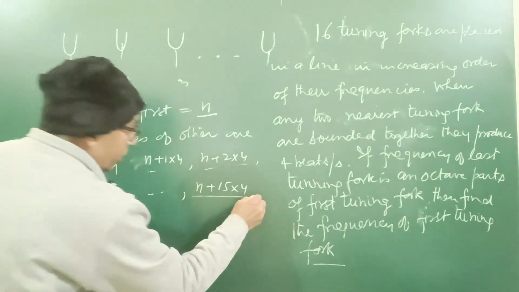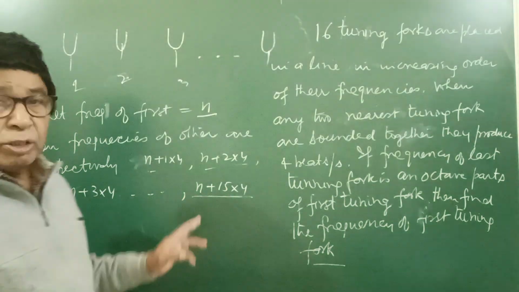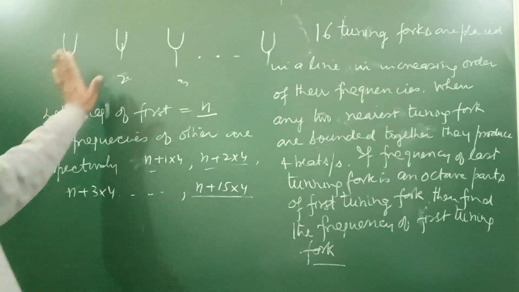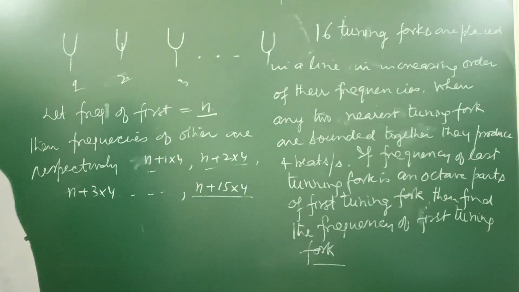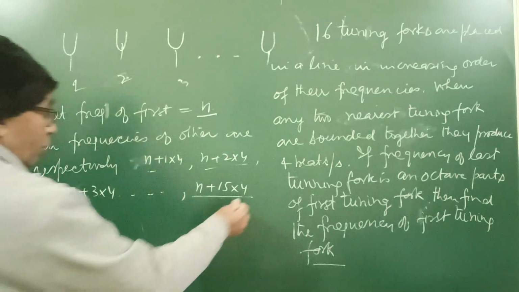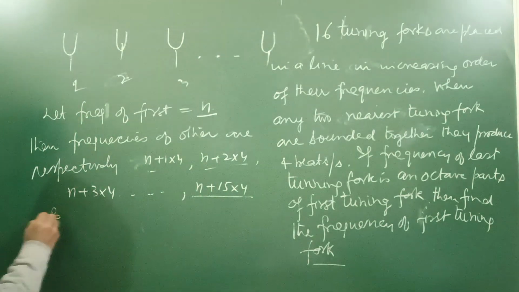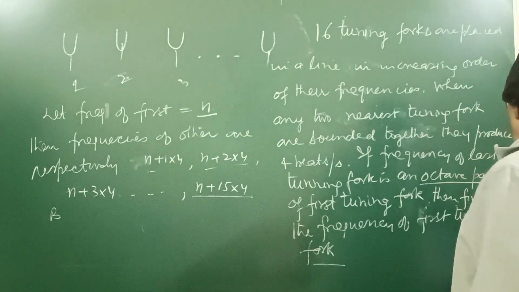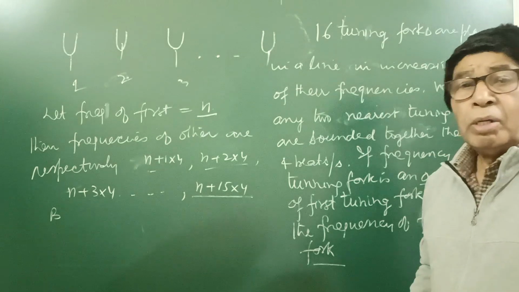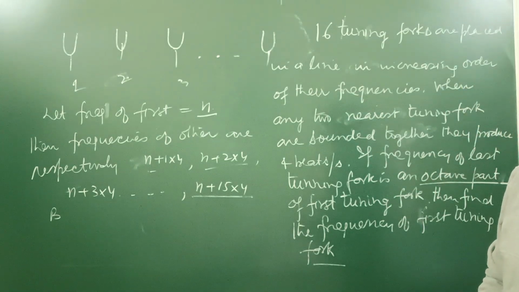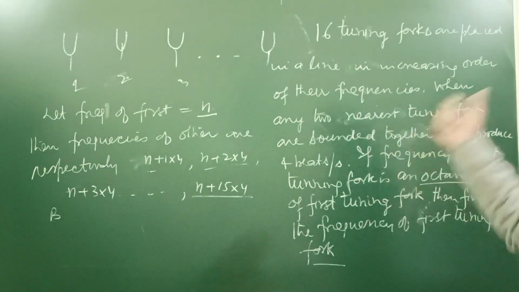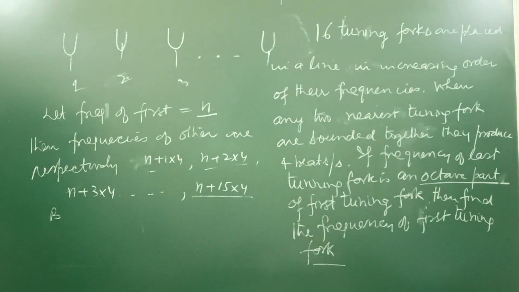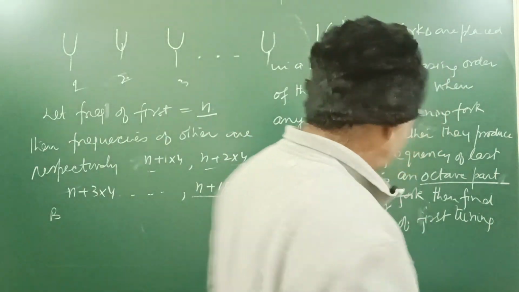Students get puzzled here: why is 16 not used here, why 15 into 4? Because the first one is counted, the remaining are 15. Here I have used the word octave. It is a term used in music. सा रे गा मा पा धा, 8 है ना? तो जो 8वां सुर है उसकी फ्रीक्वेंसी डबल होती है.